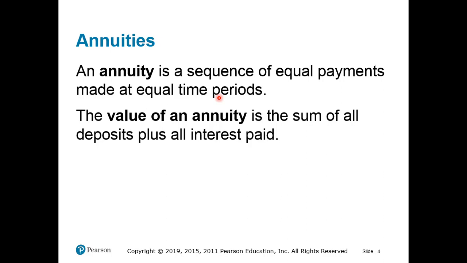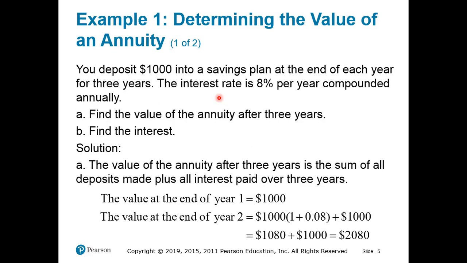Okay, so now, an annuity is a sequence of equal payments made at equal times. That can cover many different investments, but an annuity in the general case is just a sequence of equal payments made at equal time periods. So the value of an annuity is the sum of all of the deposits plus all of the interest paid. That's going to be the value of the annuity.